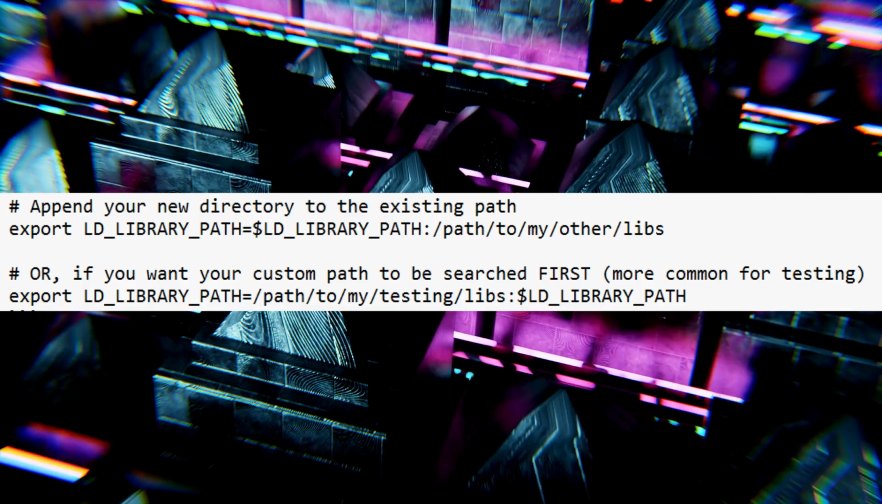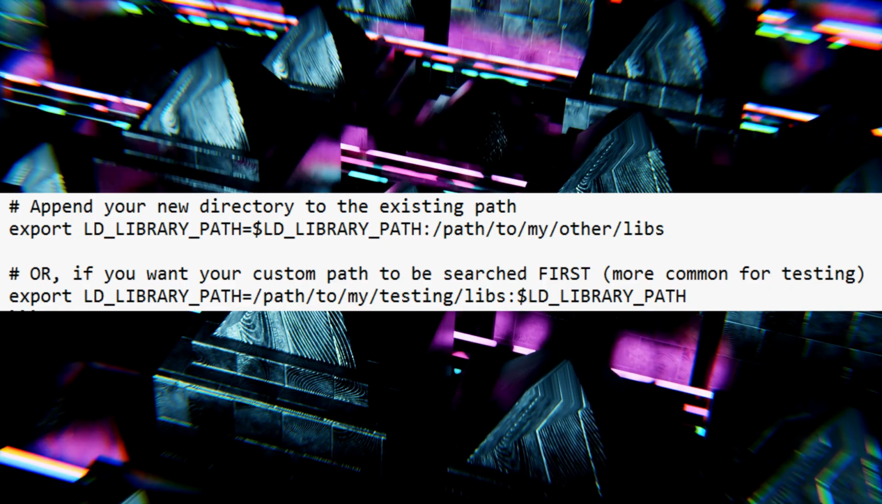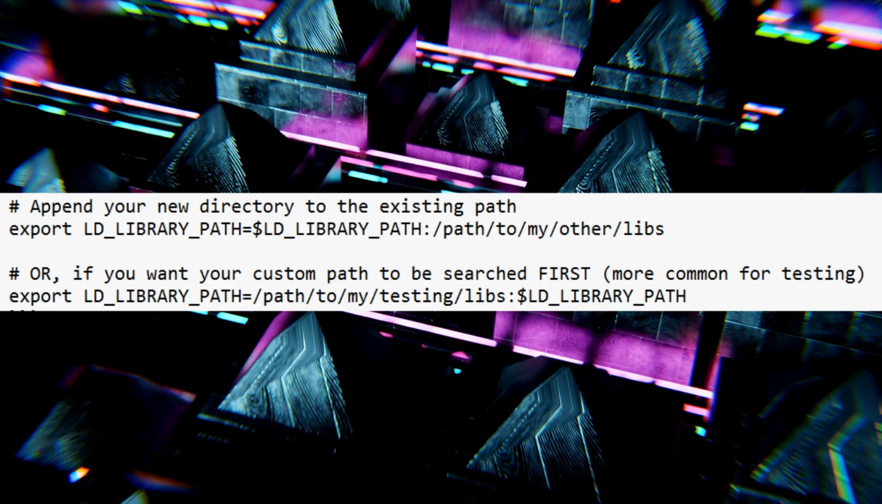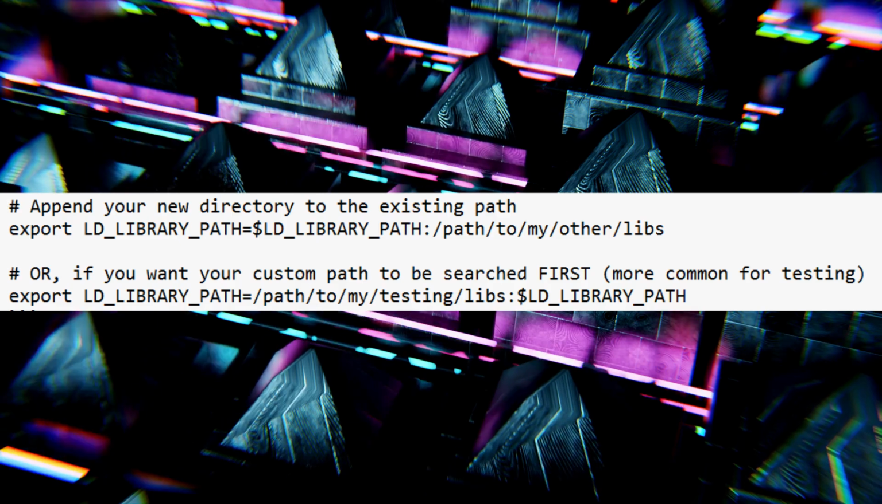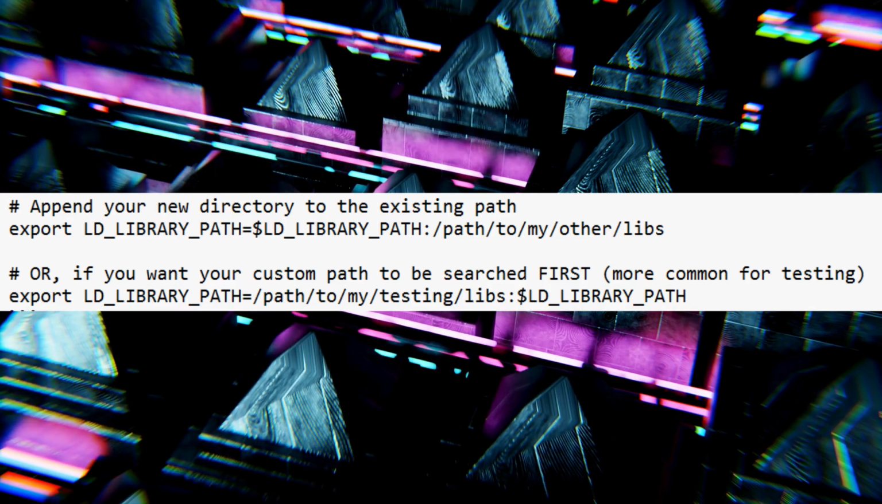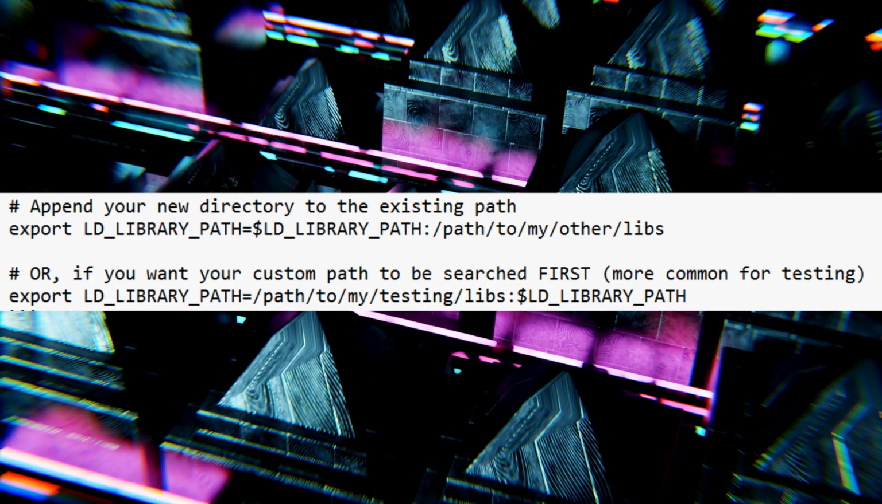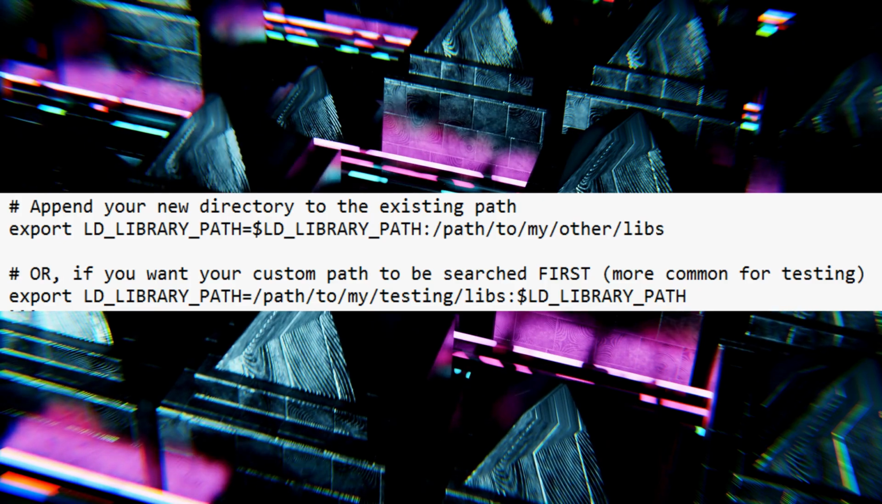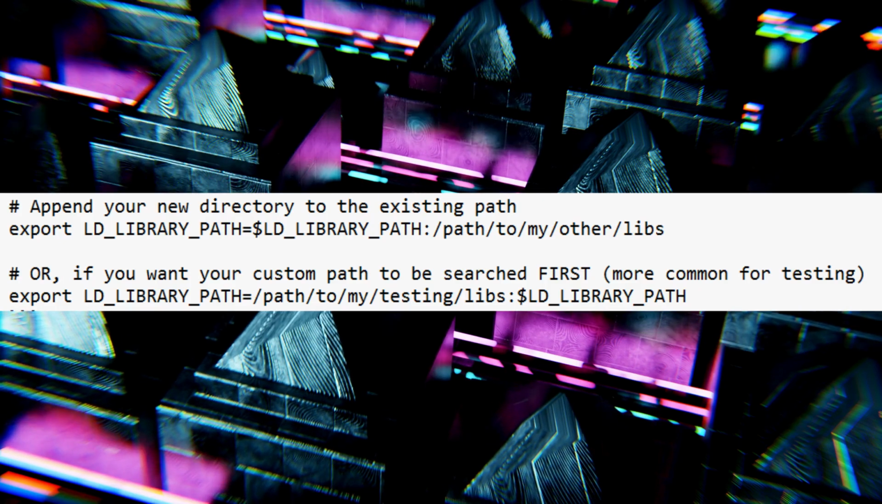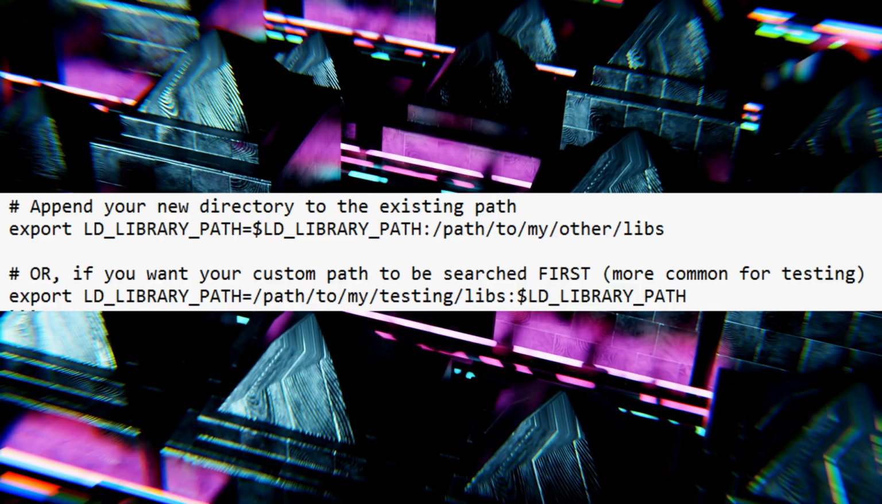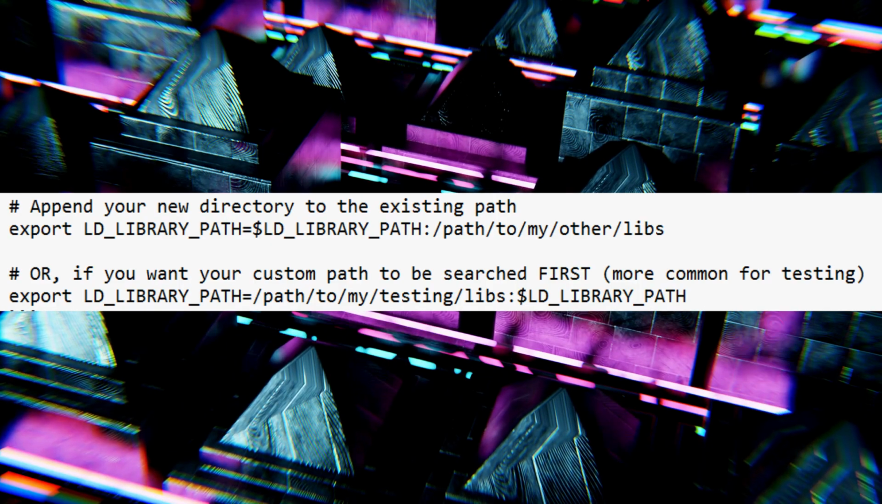Example 2. Appending to the existing path. Recommended. What if you need to add your custom path but don't want to erase any existing paths already set in LD_LIBRARY_PATH? You must append your new directory. Bash. Append your new directory to the existing path. Or, if you want your custom path to be searched first. More common for testing.